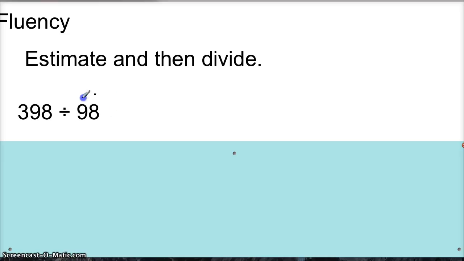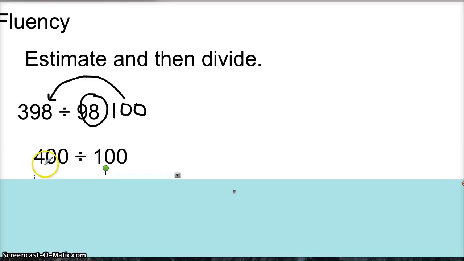Okay, 98, I'm looking at the quotient first. 98 is really close to 100, so that's what I'm rounding that to. And then I'm going to look over here and see what would I round this to that would make it easiest to be divided by 100, and I would definitely choose 400. That's pretty close. So my problem is now 400 divided by 100.